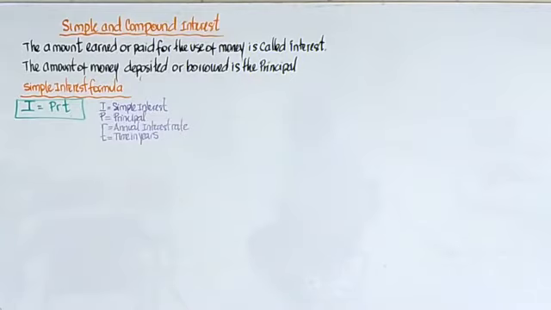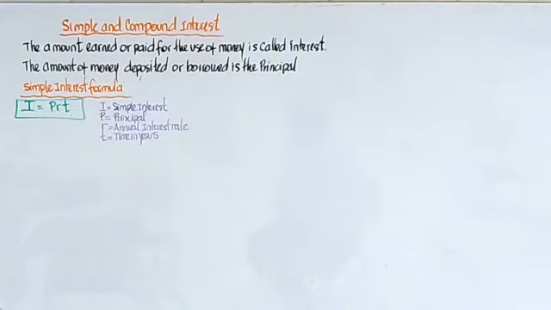For that reason, we really need to know the difference between principal and interest. As you can read on the whiteboard, the amount of money earned or paid for the use of money is what we call interest. This is like extra money. And the amount of money that you're going to deposit or borrow is the principal.